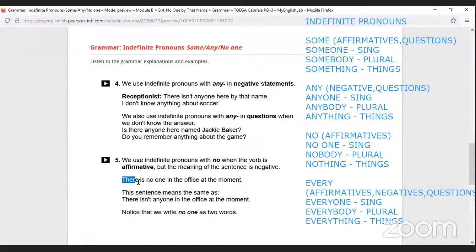For example, here, there is affirmative, no one in the office at the moment. There is no one at the office at the moment. So this is similar to saying, for example, there isn't anyone here in the office. So only for affirmatives.